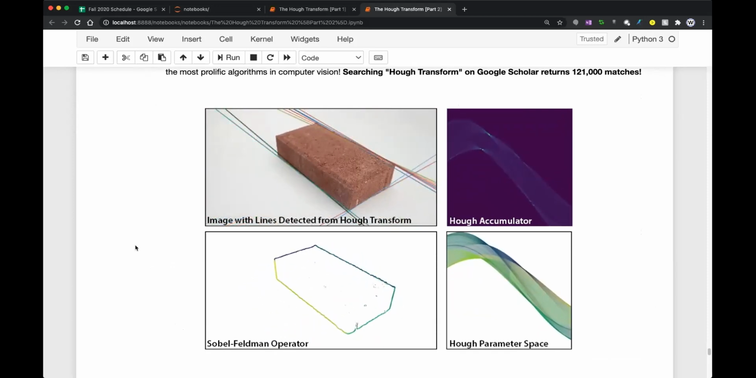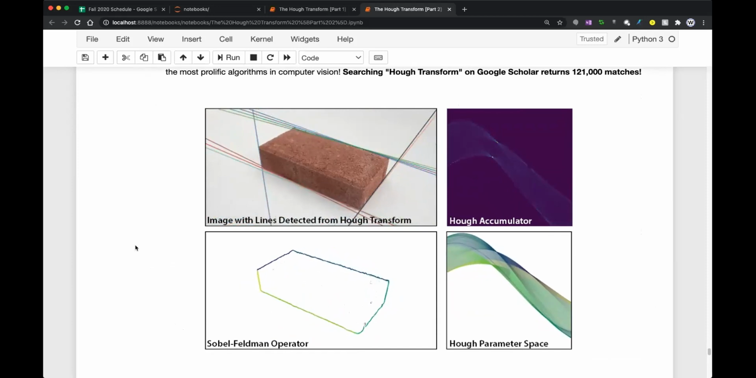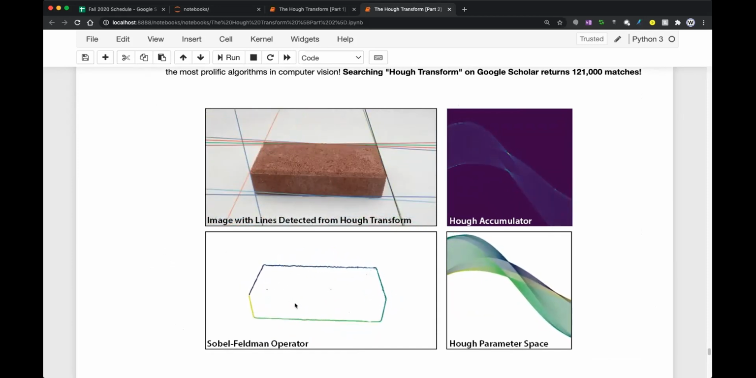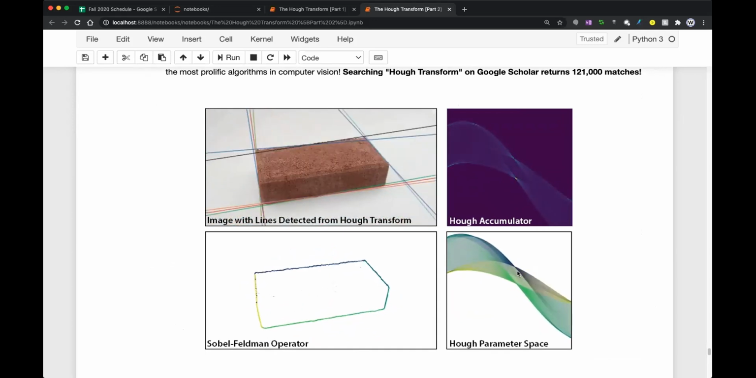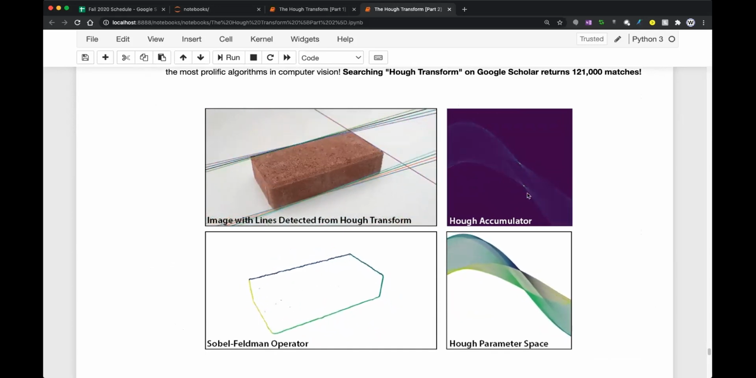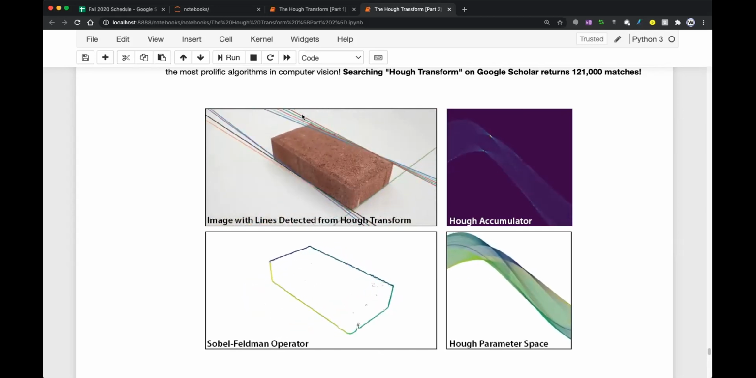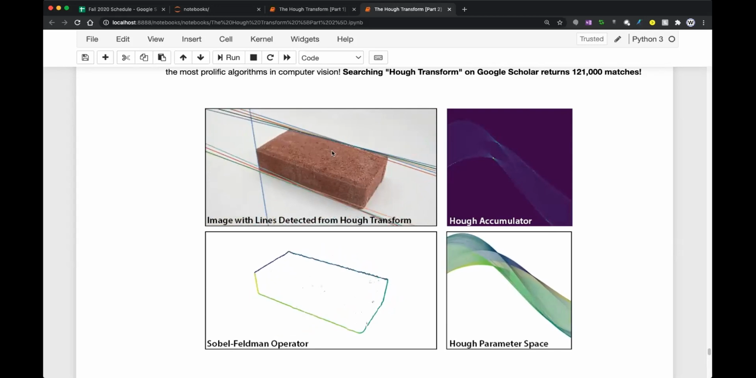But here is a cool video of a rotating brick. And for every image in the video, we are doing the Sobel-Feldman operator, finding the edges. We are mapping to Hough parameter space. We are going to the Hough accumulator, finding the peaks, and mapping those back to the original image, and we get these nice lines. So that, in a nutshell, is the Hough transform.